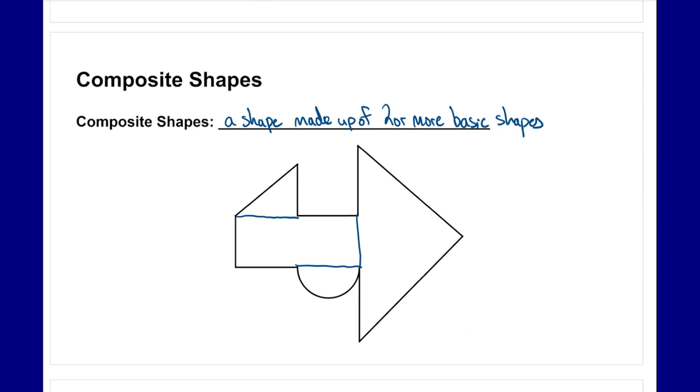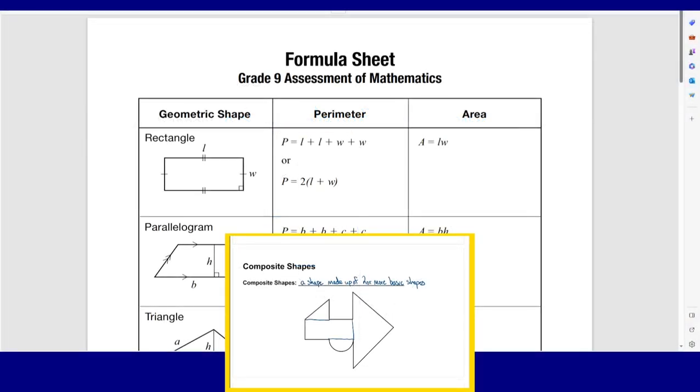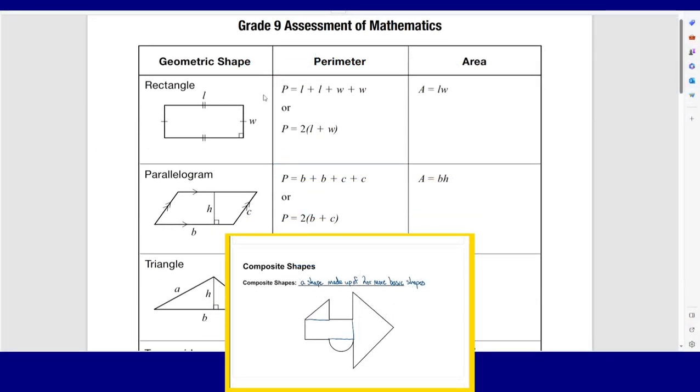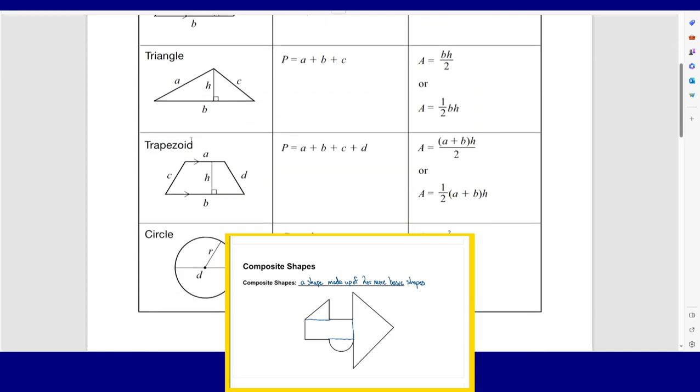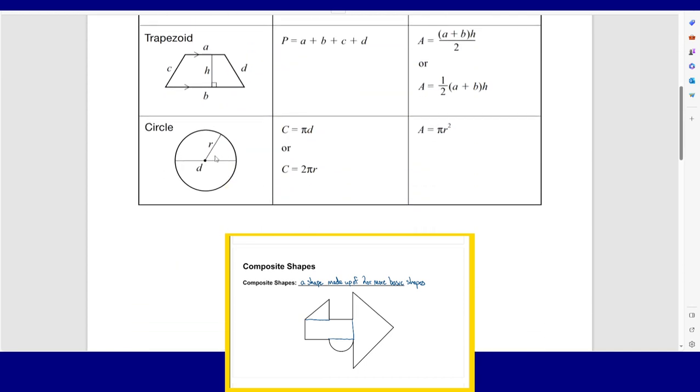Now, obviously, this would be the fewest shapes, but our basic shapes are our common ones, like rectangles, triangles, circles, semicircles, parallelograms, or trapezoids. And what are the basic shapes? If you don't know, you can look at the formula sheet that you'll be given. It's the shapes that we have specific formulas for. On the formula sheet here, we can see a rectangle, a parallelogram, a triangle, a trapezoid, a circle. Those are the basic shapes that we're talking about.